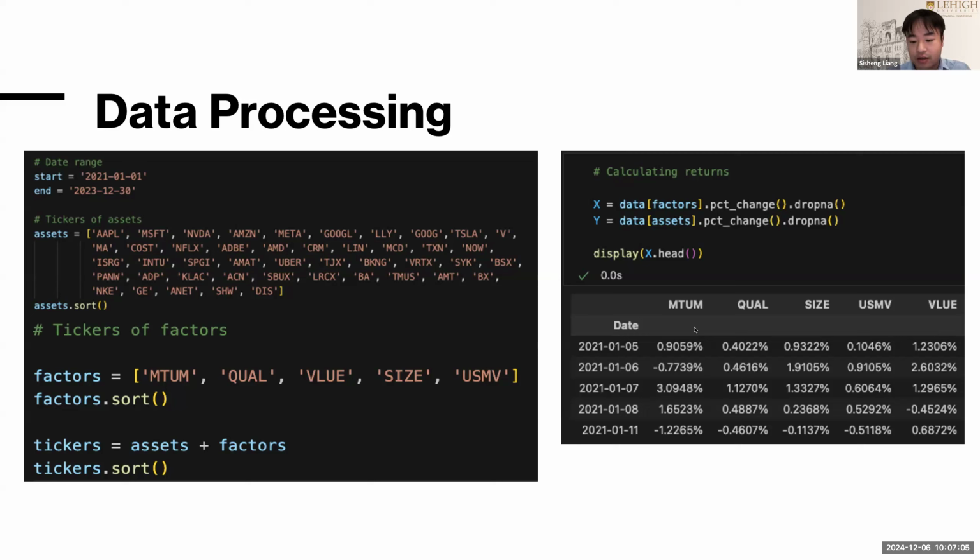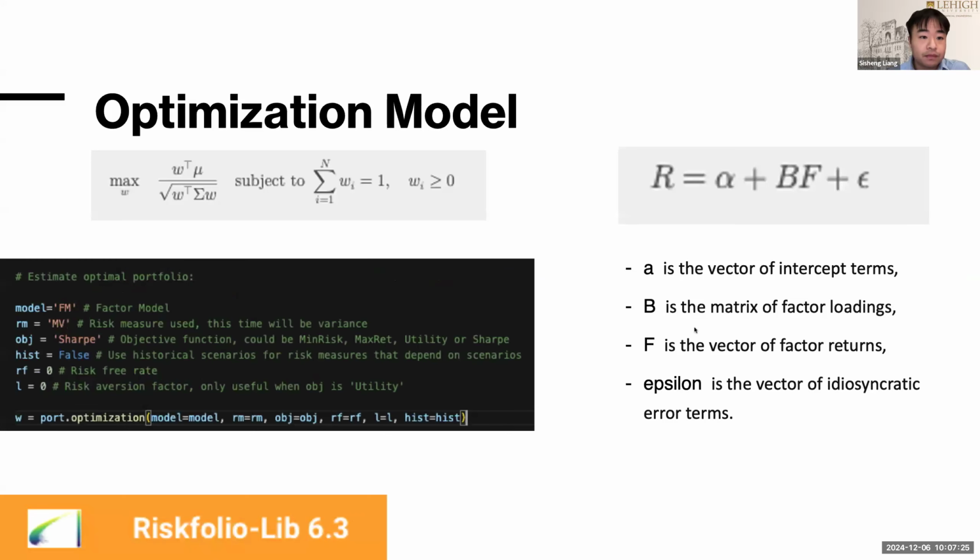with percentage changes for each factor over the selected time range. This step ensured the data was clean and ready for further analysis, setting the stage for the PCA regression and optimization. So now let's talk about the specific optimization model.